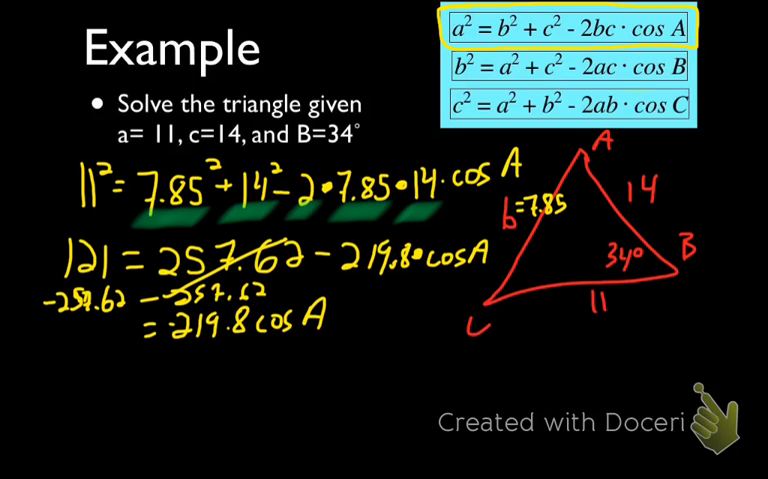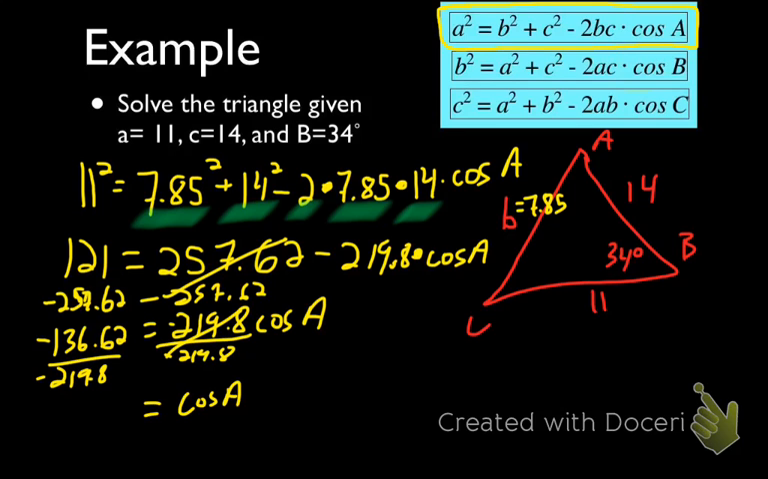What is 121 minus 257.62? Okay. And then I'm going to divide both sides by negative 219.8. And cosine of A then gives you what? Negative 136.